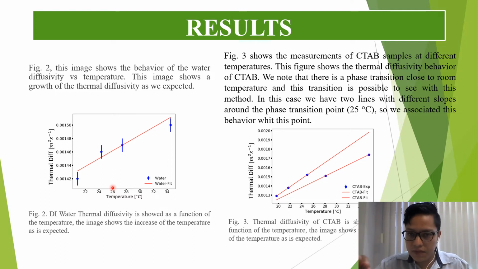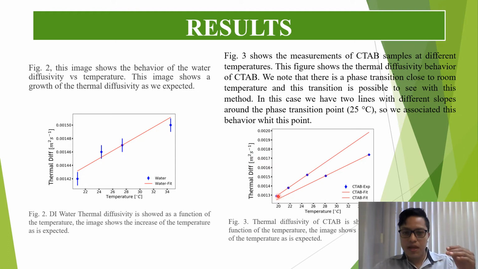On one side, figure 3 shows the measurements of CTAP samples at different temperatures. This picture shows the thermal diffusivity behavior grows too. We can note that at approximately 20 degrees, the value is 0.0013 meters squared per second.